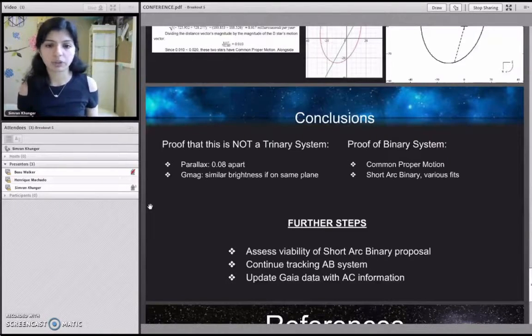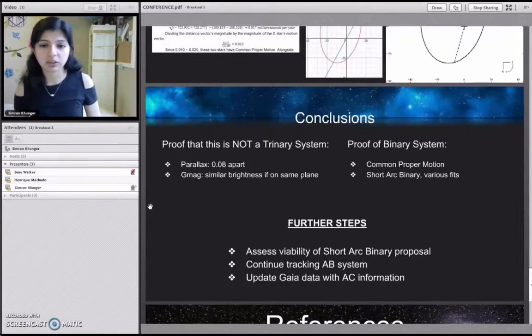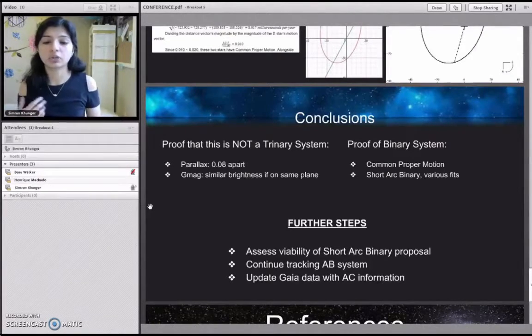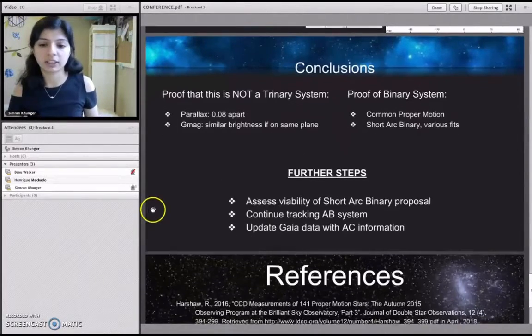Further from here, we're going to assess the viability of a new short arc binary proposal or a new period orbit. We're going to continue tracking the AB system to see how well the orbit fits and how we can use the new data to create new fits. And also we're going to update the Gaia data with more AC information.